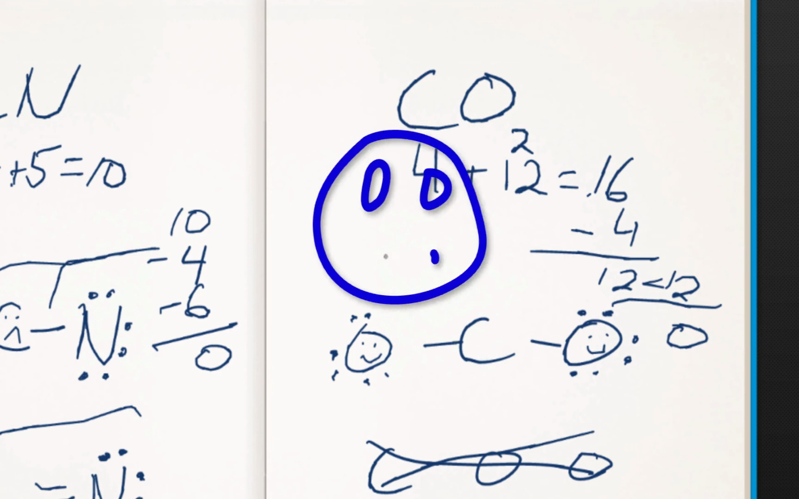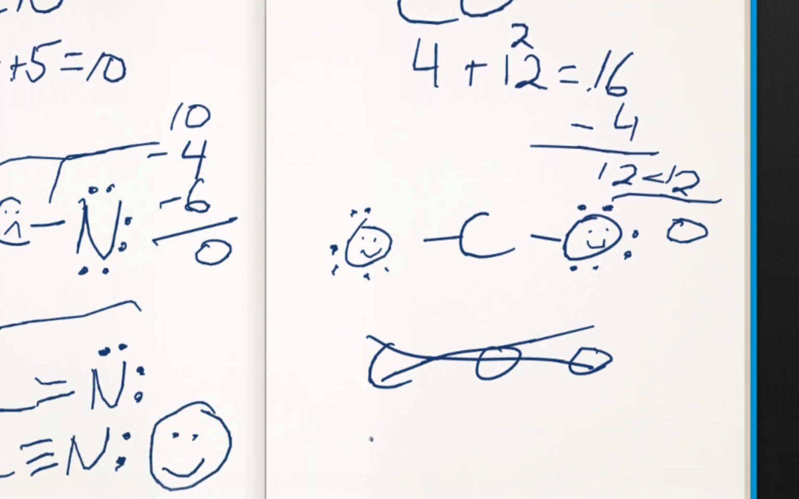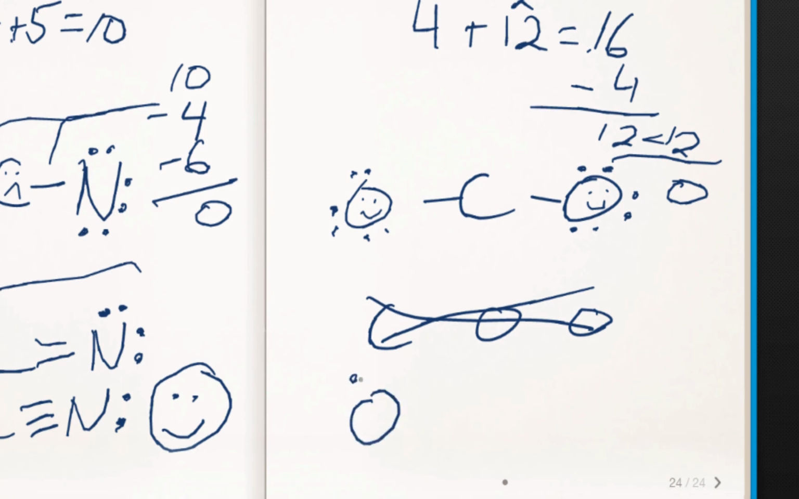So what can we do? Well, we can move electrons around to make it happy. So let me try this. I'm going to move one lone pair from each oxygen to a double bond. There's the first one. There's the second one. And now oxygen sees 8, oxygen sees 8, carbon sees 8. Everybody's happy. So this is the electron dot structure for carbon dioxide.